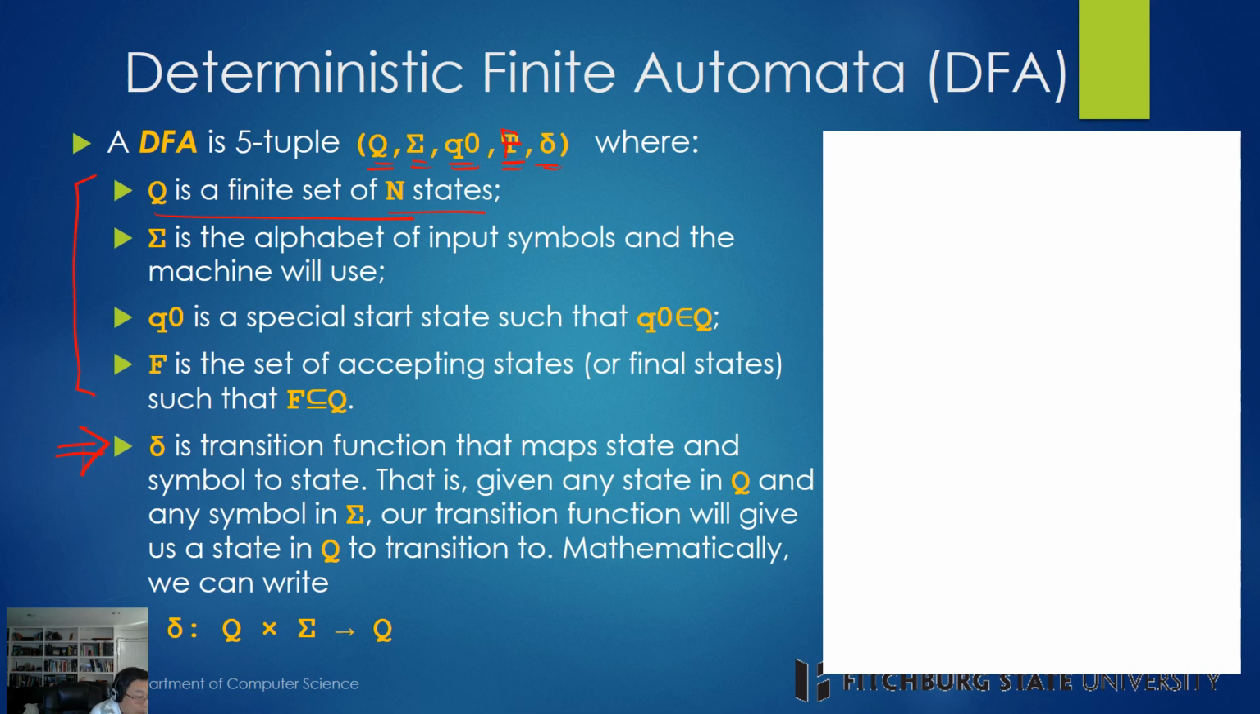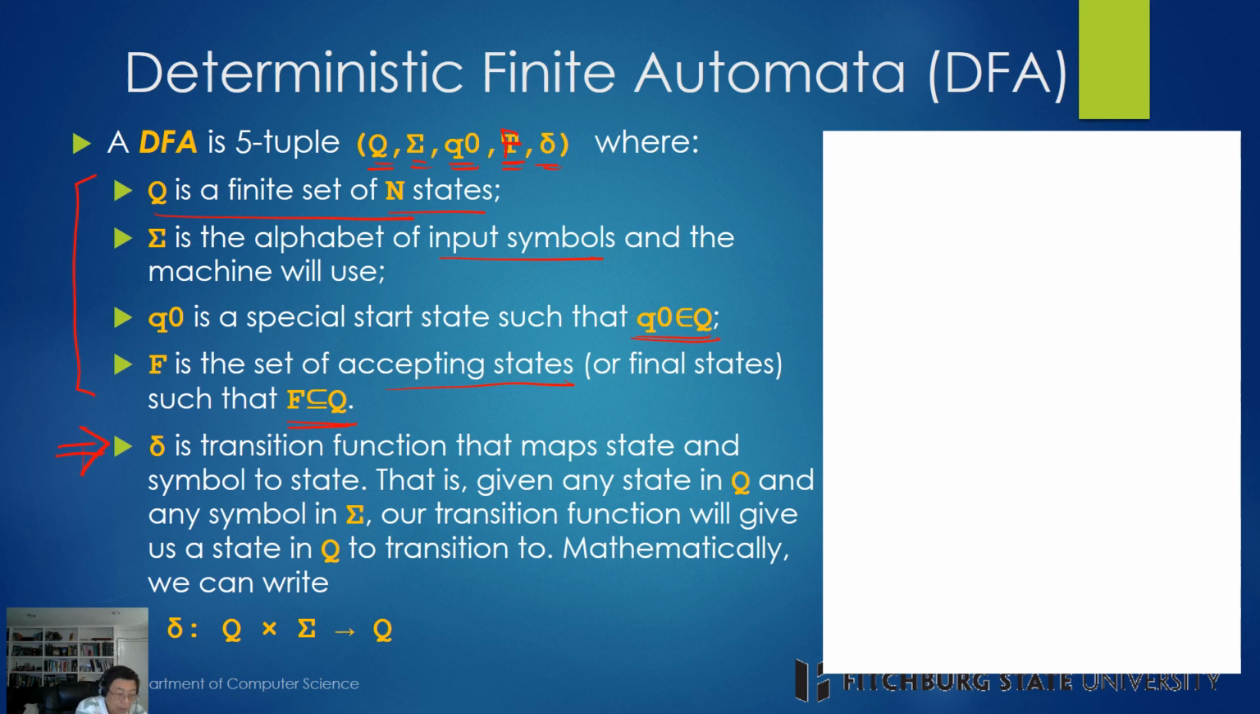Sigma is the alphabet of input symbols, and Q0 is the special start state, which belongs to the set of states Q. F is a set of accepting states, or final states. Again, F is a subset of Q.